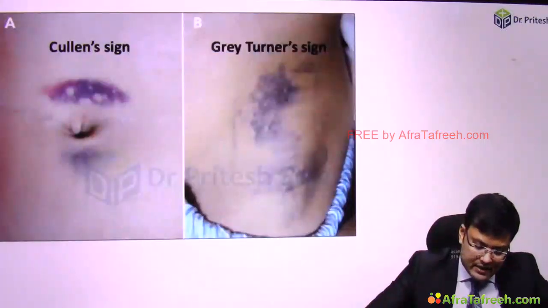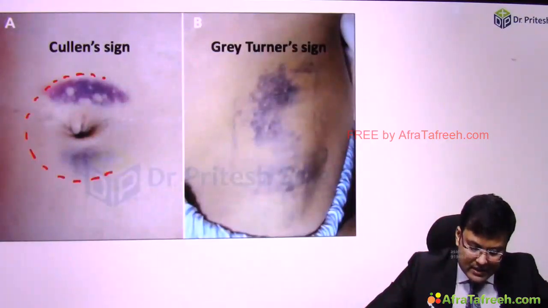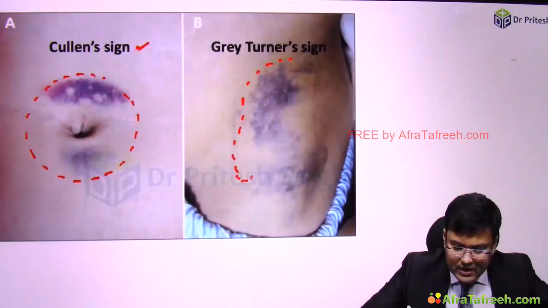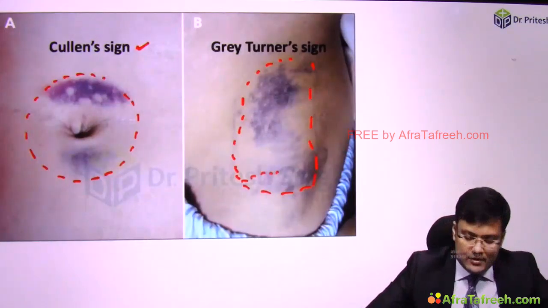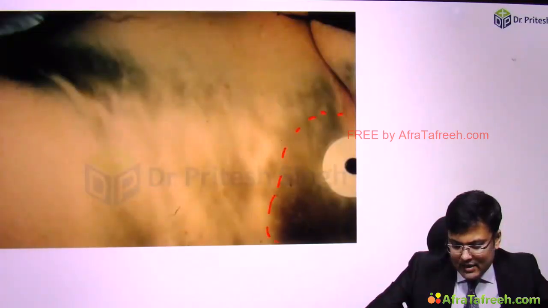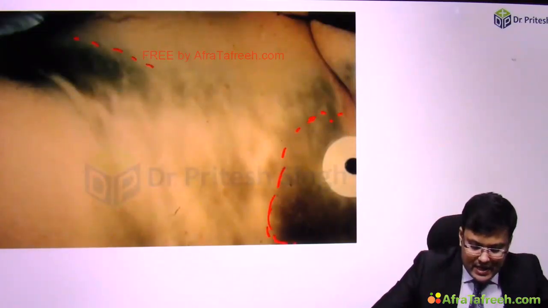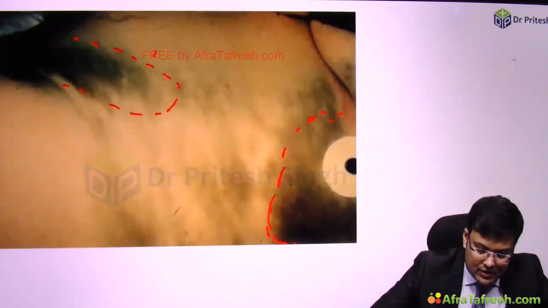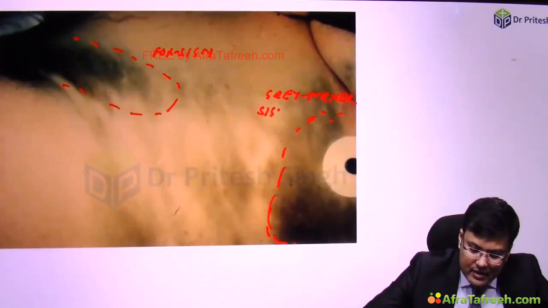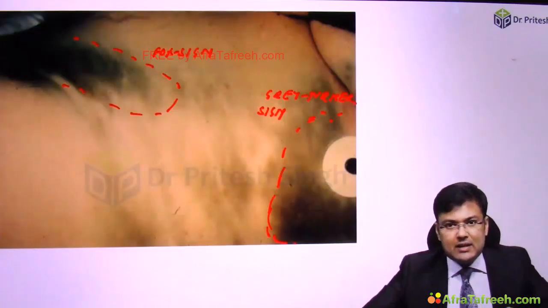Now see how it looks. Here you can see that there is ecchymosis around the umbilicus, and this is known as Cullen sign. Here you can see that there is ecchymosis around the flank. This is Gray-Turner sign. And ecchymosis around the inguinal region is Fox sign. So these are important signs which are asked in exam.